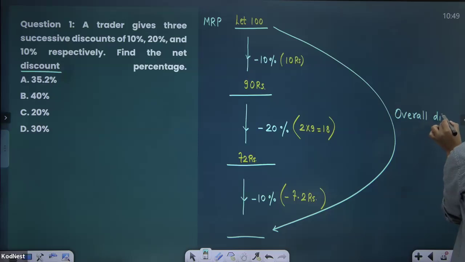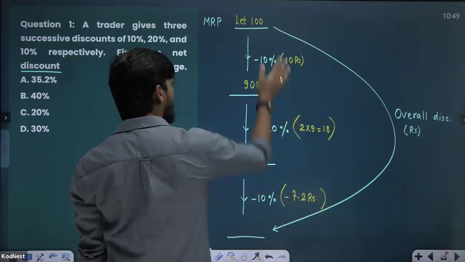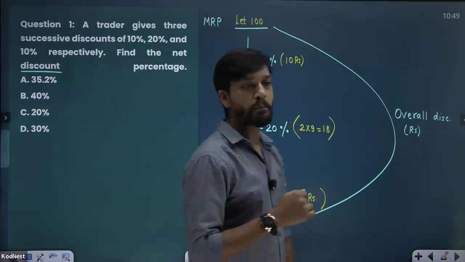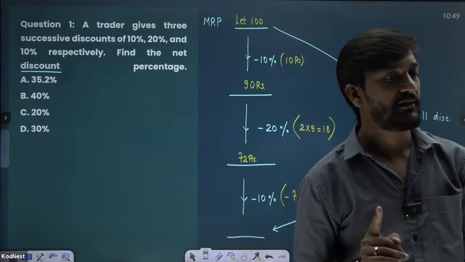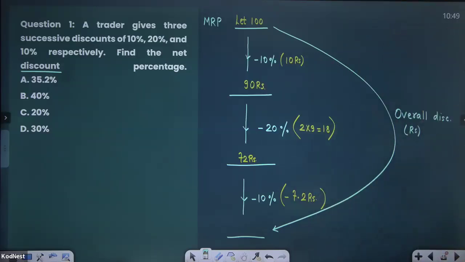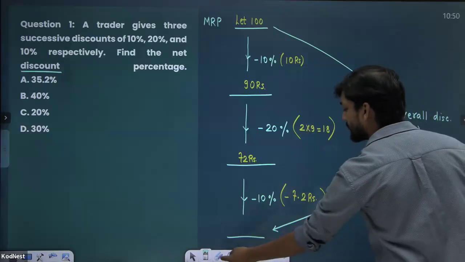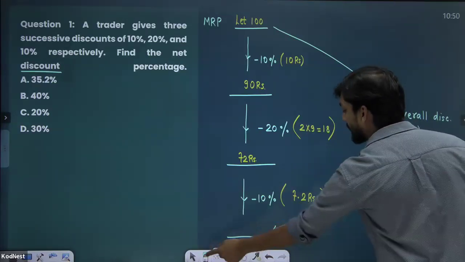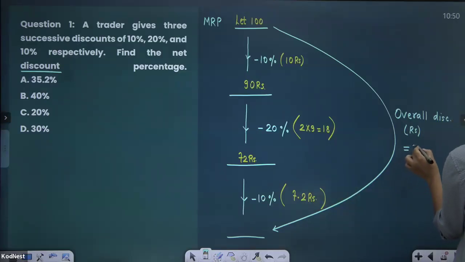Overall discount, how much? I mean total discount. Overall discount. Three discounts are there. One, two, three. I'm saying overall, how much? How much? 10, 18, 28. 28 plus 7.2, 35.2. So overall discount is 35.2 rupees.